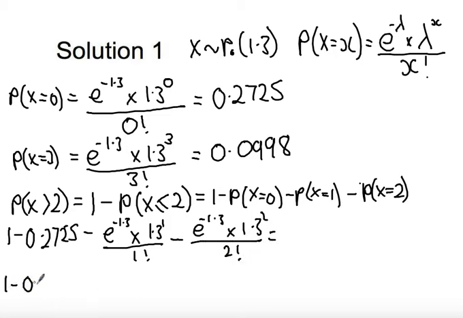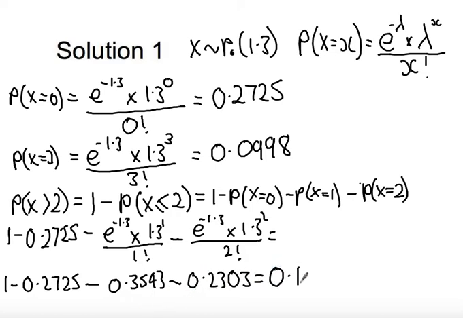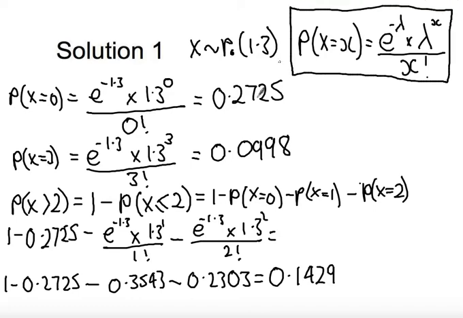So working through this, we get 0.2725 minus 0.33543 minus 0.2303. And again, put this into your calculator carefully and work through it. You should get an answer of 0.1429. The ideas here are exactly the same as the binomial. The only real difference is that we've got a different formula here to use.